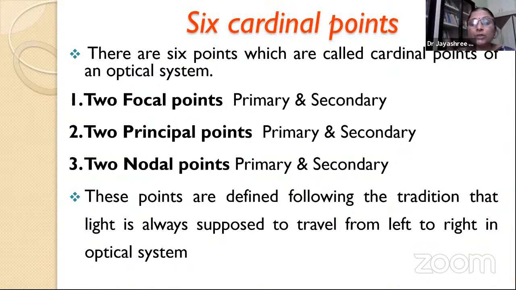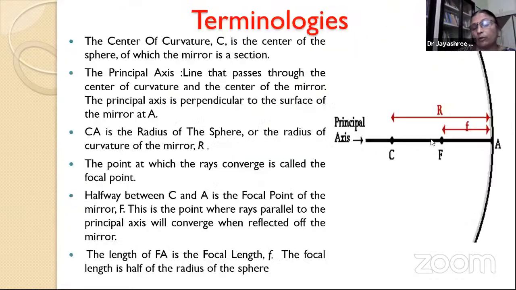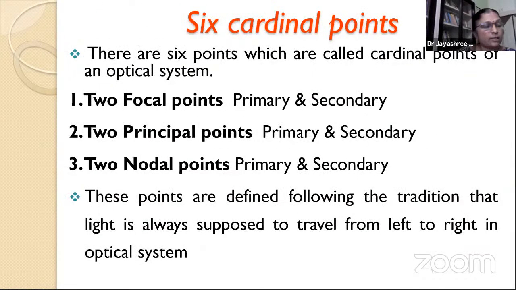So basically these points are defined following the tradition that light is always supposed to travel from left to right in any optical system. I have shown you one such schematic of this diagram. See here, right from left to right. Hence obviously the cardinal points of an optical system, in general, are these very important 6 points: 2 focal points, 2 principal points, and 2 nodal points.